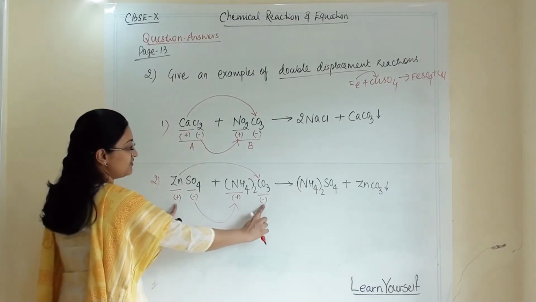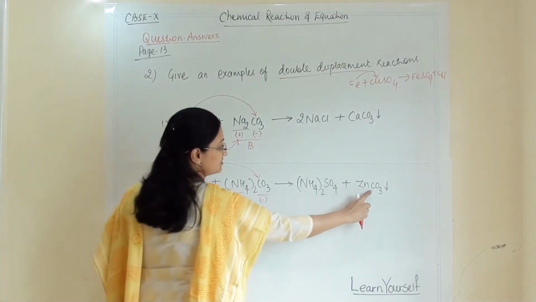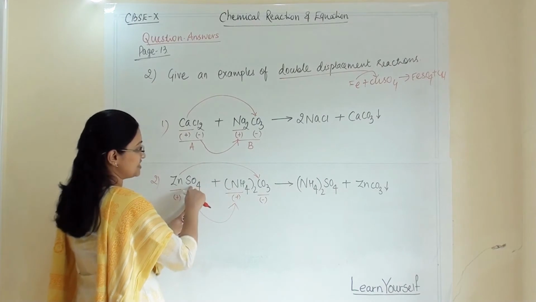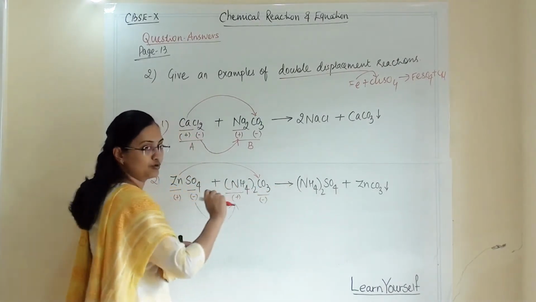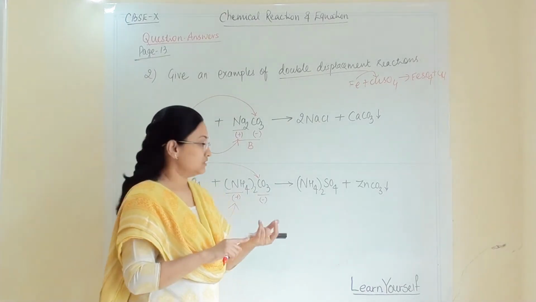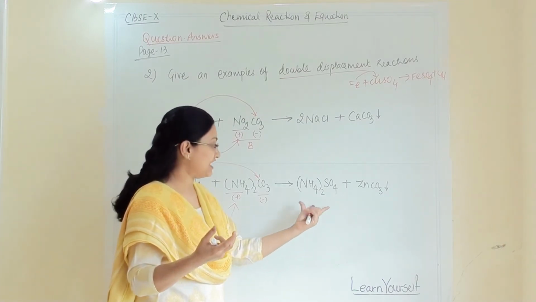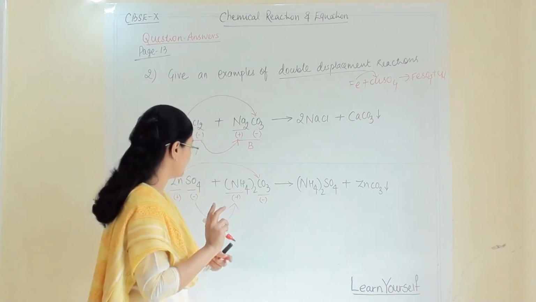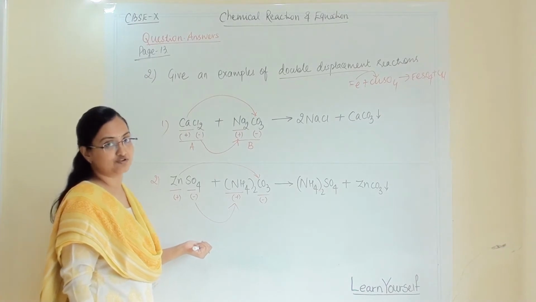So which first compound will we get here? Zinc carbonate. And then second is NH4 twice SO4. So to understand this, you need to learn how to frame molecular formula, how to give a name to any compound, and then how to balance an equation. So these are the examples of double displacement reaction.